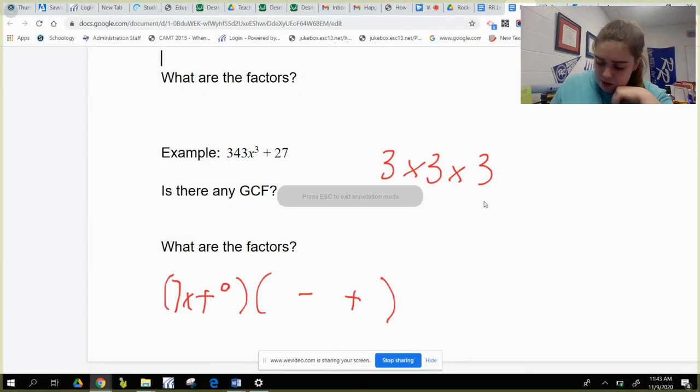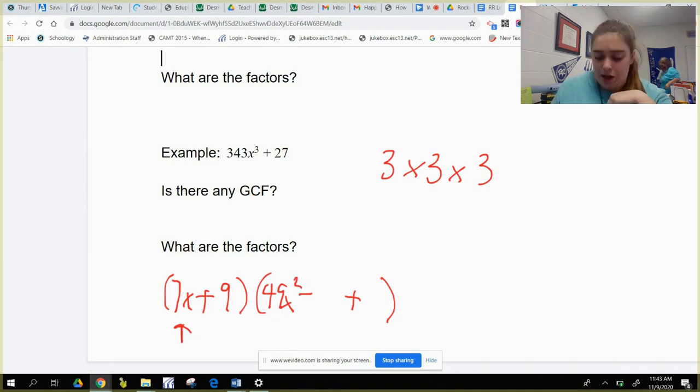Okay. All right. And then for this part, remember we're taking this first term in the binomial and squaring it. So 7x squared is going to be 49x squared. Okay, next we're taking both of those terms and multiplying them. So 7x times 3. 7 times 3. My brain's not working right now. It's going to be 21.